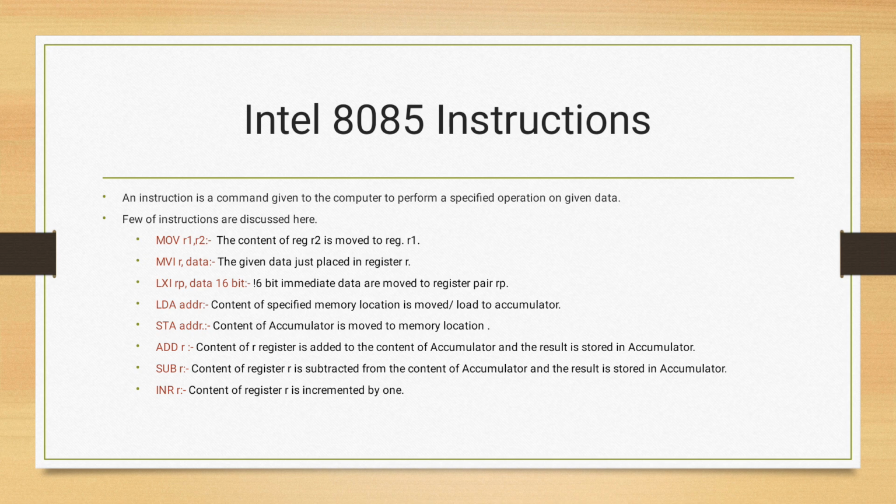These are several kinds of instructions or commands given below for the 8085 microprocessor. I am discussing a few of the instructions. One of them is MOV, then MVI, LXI, LDA, STA and so on. MOV R1, R2 means R1 is the destination register and R2 is obviously the source register.